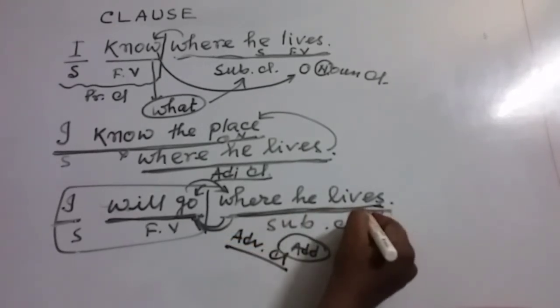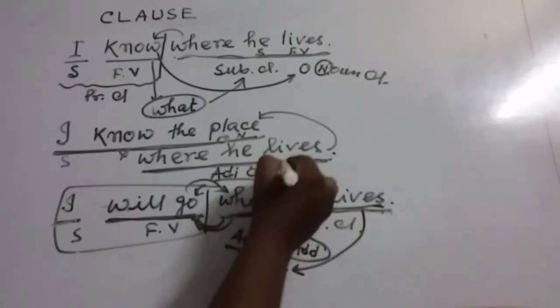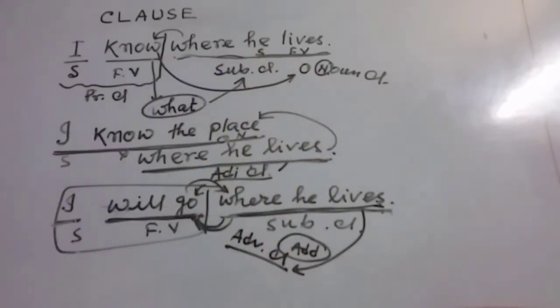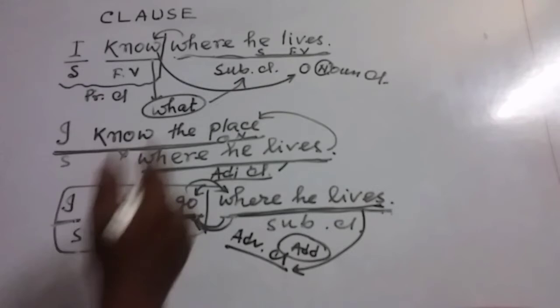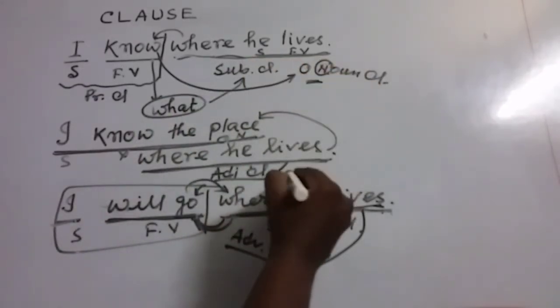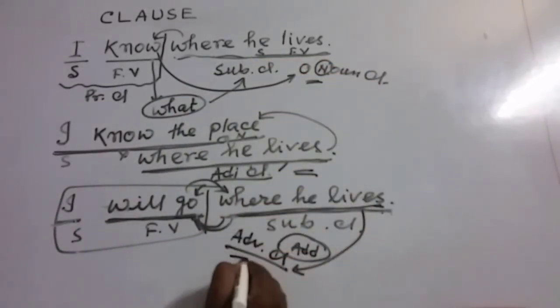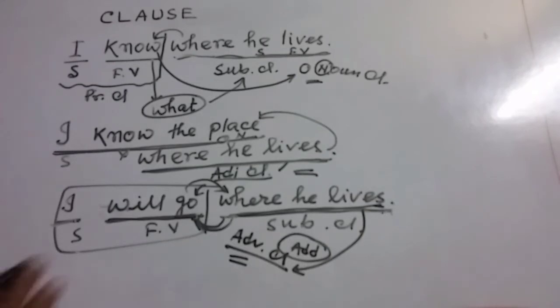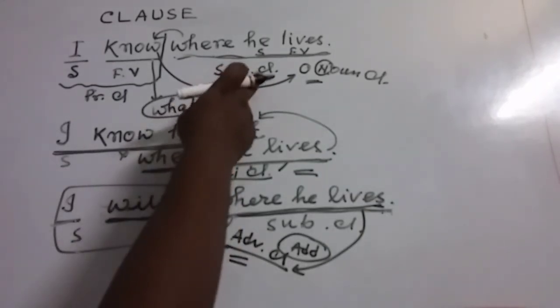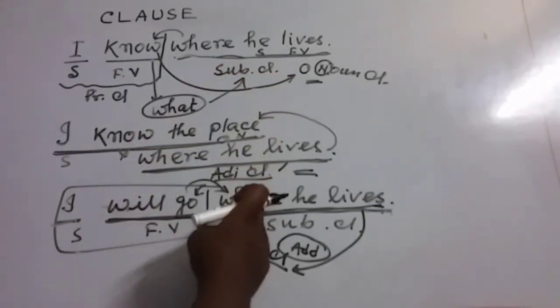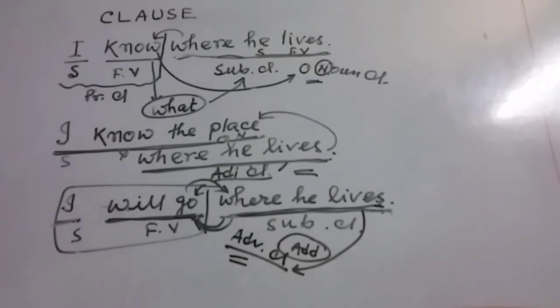So the same group of words is being used as adverb clause, adjective clause, and noun clause. Actually, my dear friends, we have to think in which way this group of words is being used. Here it is used as a noun, here as an adjective, here as an adverb. Now, my dear friends, I am just going to give you one trick which will help you to find out whether it is a noun clause, an adjective clause, or an adverbial clause.